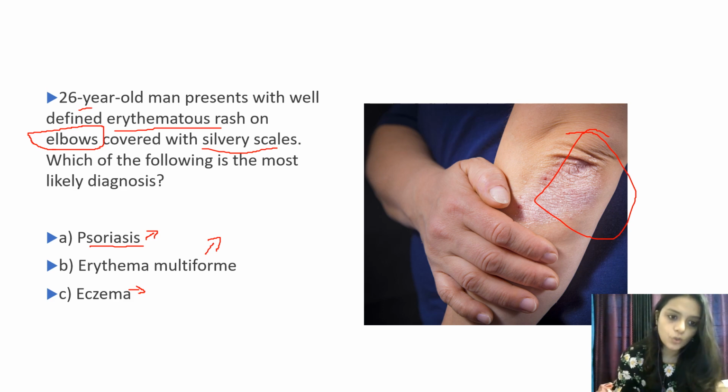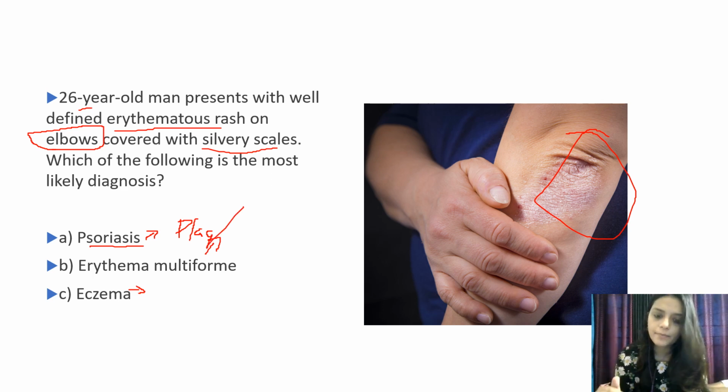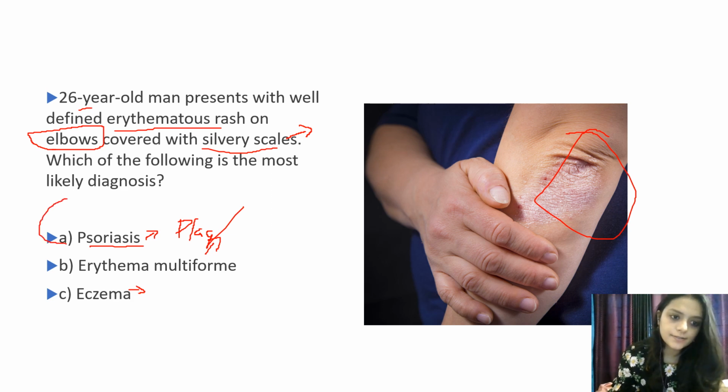In case of psoriasis, there are different types, but the most common type is plaque psoriasis. Plaque psoriasis means slightly raised lesions. When we examine the lesions, they will be slightly raised, and the most important thing is they will be covered with white or silvery scales. That is very important. So here the answer is psoriasis.